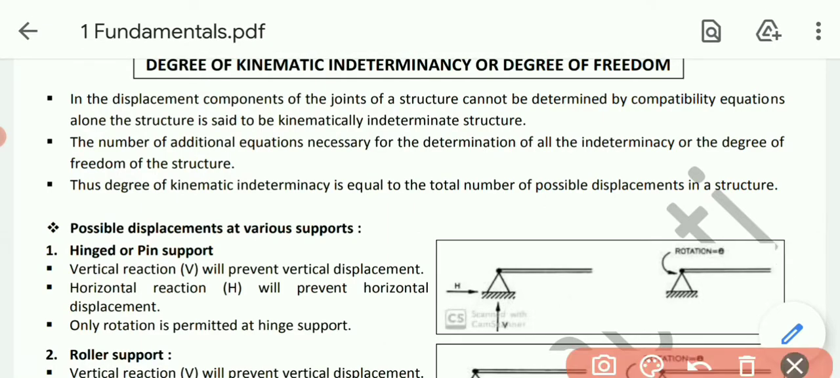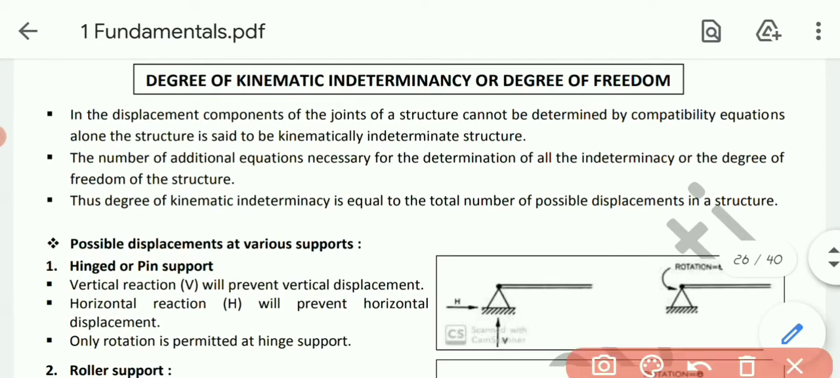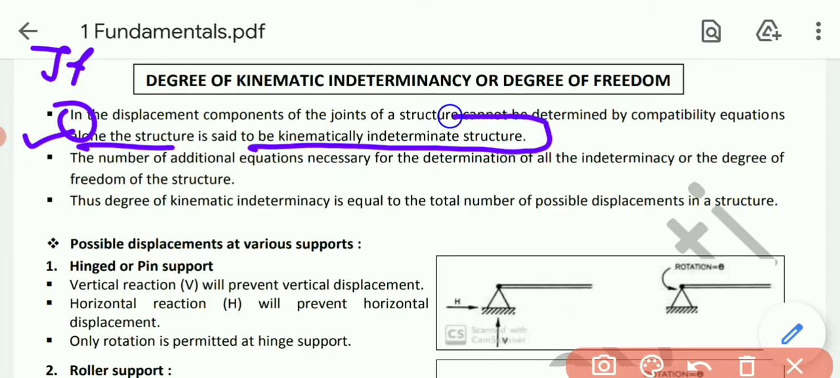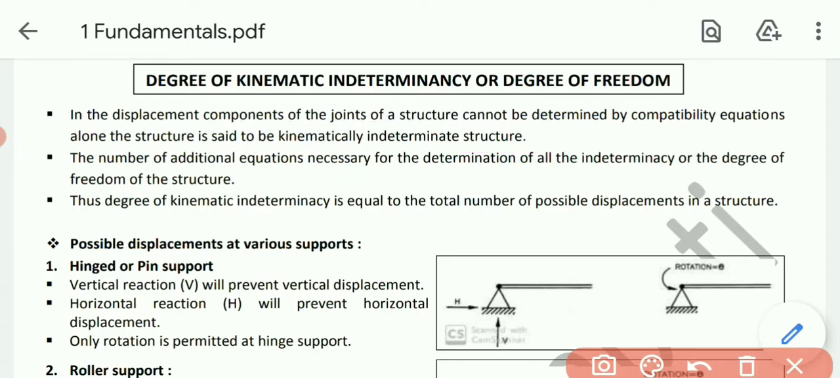Degree of kinematic indeterminacy. Now, if the displacement components of the joint of the structure cannot be determined by the compatibility equation alone, the structure is said to be kinematically indeterminate structure. So, in simple words, if we are not able to find out the displacement component of any support, then we can say it is kinematic indeterminate structure.